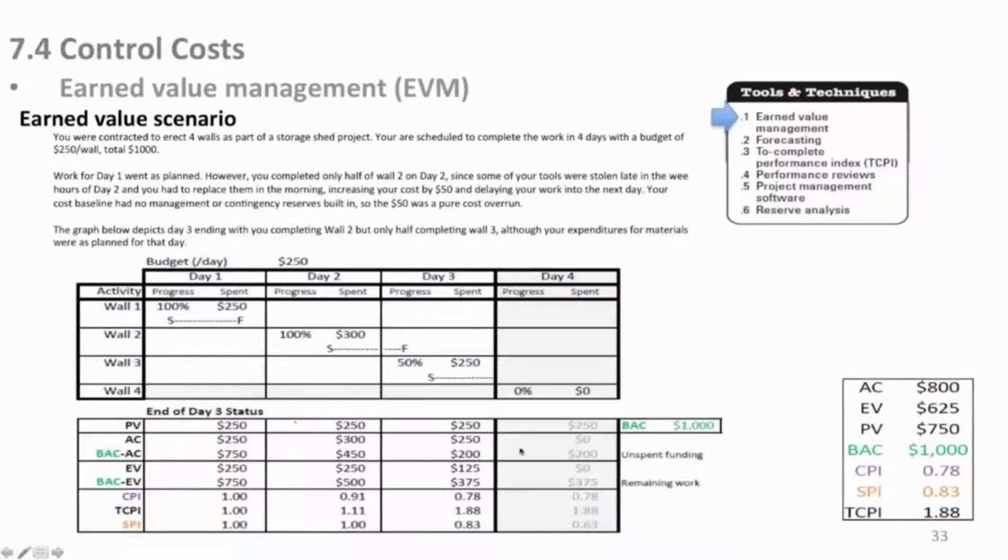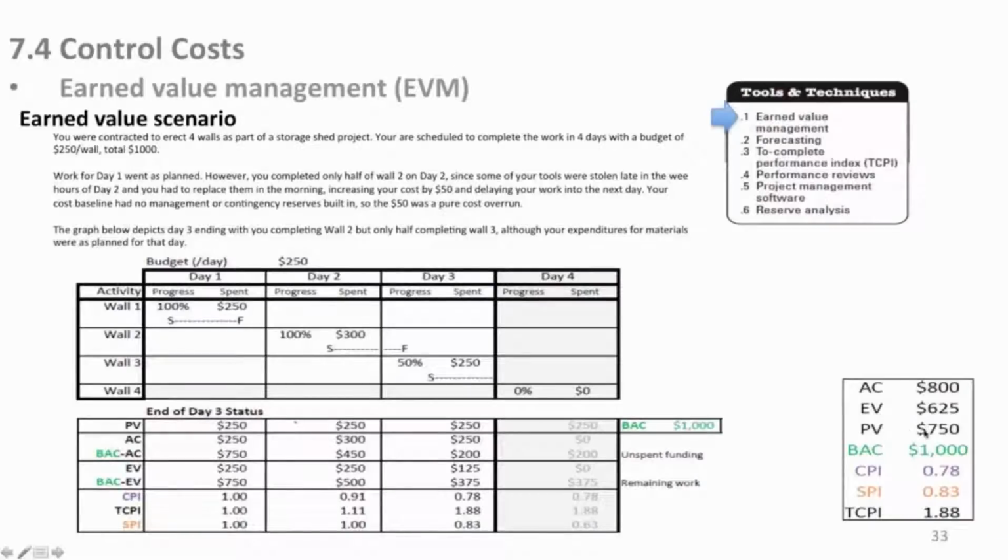So that's that calculation. And by the way, over here now, here's our actual cost. You add these up across here, $800 at the end of day 3. You add up all your earned value at the end of day 3, $625. Planned value up here, of course, is the $750 that we should have spent at the end of day 3. So we know our actual cost, our earned value, and our planned value at the end of day 3. You can see we're out of whack here.